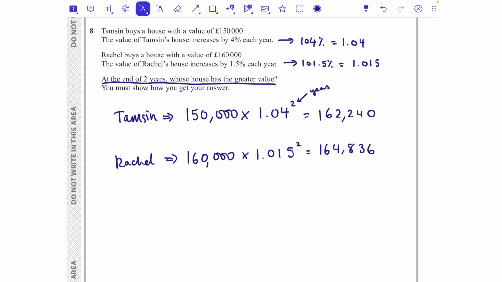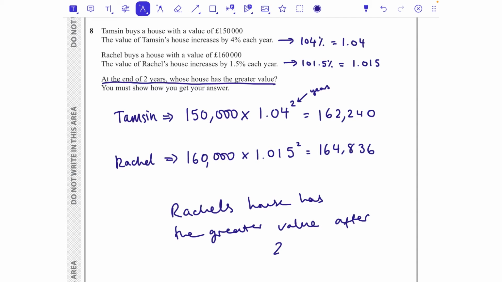Now it says at the end of the 2 years, whose house has the greater value? You must show how you get your answer. So we're going to say Rachel's house has the greater value after 2 years. You could just put Rachel, that would be absolutely fine.